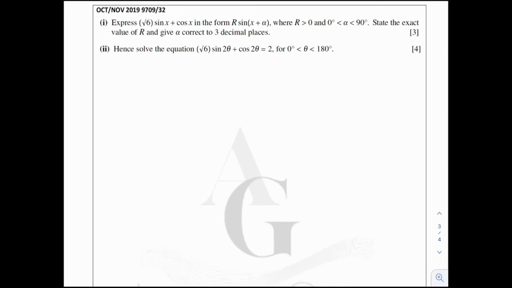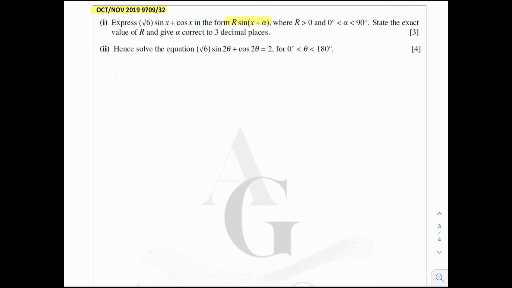Have a look at this example, the year 2019, October-November paper, variant 32. For part 1, you are asked to express the square root 6 sine x plus cos x in the r sine x plus alpha form, where the r must be more than 0 and the alpha is between 0 to 90 degrees. And then you're asked to state the exact value of the r, and the alpha must be correct to 3 decimal places.